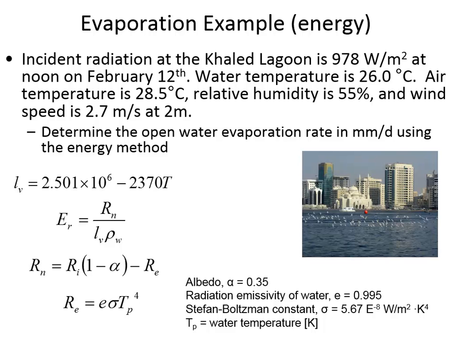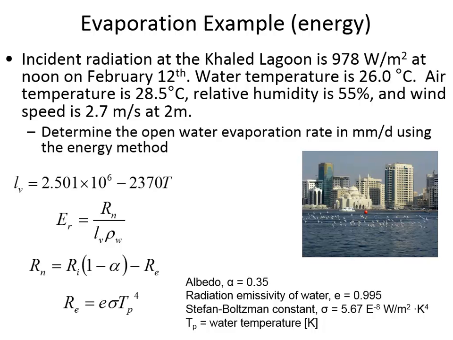So here we're going to work an example of a lagoon that happens to be located close to Dubai. It's called Khalid Lagoon. And we have a measurement of the incident radiation in the area. And this would be data that's collected from a device called a radiometer. It just measures the light intensity at a certain time. And at noon on February 12th, the incident radiation is 978 watts per square meter. This is similar to data that you can look up online. And in fact, the data that you are assigned to look up for the homework project is going to have similar units of watts per square meter.